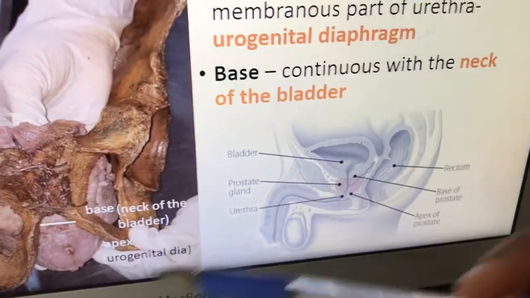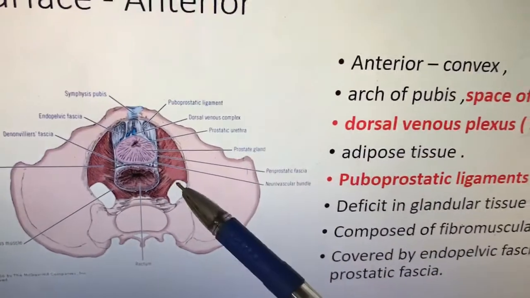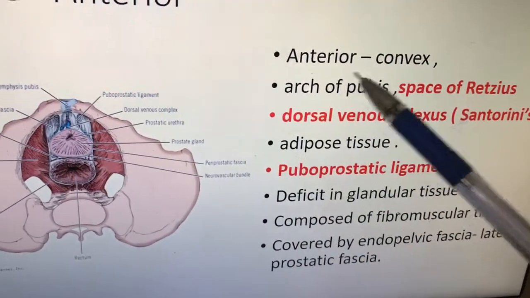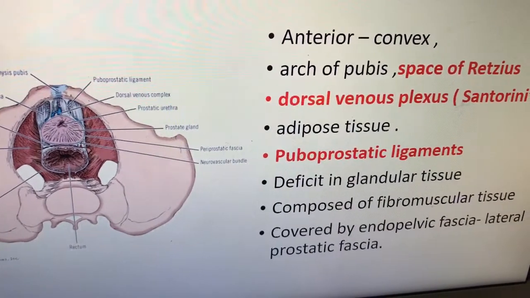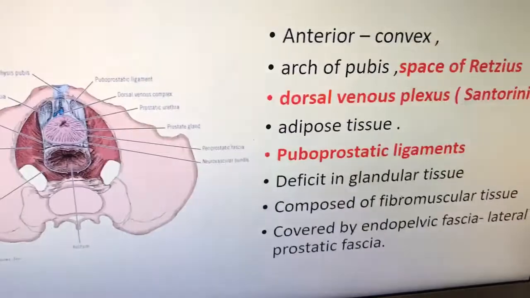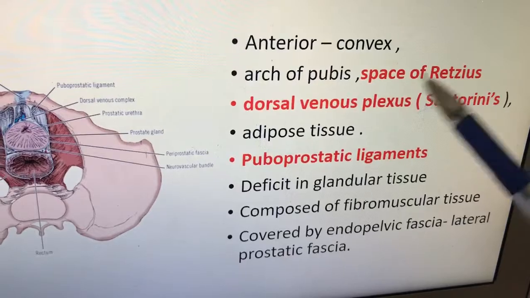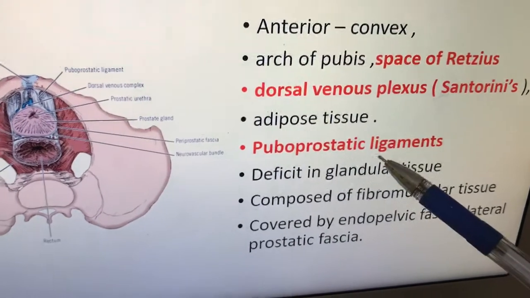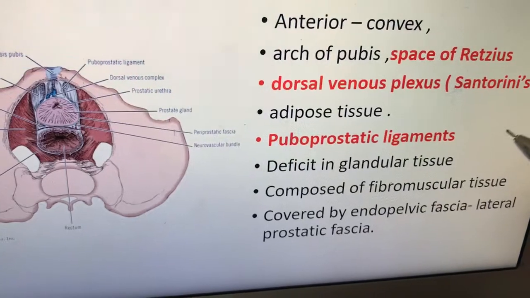This is a cross section and this is the main view. And then anteriorly it is convex. Already I have told you what is present anteriorly. We saw the space of Retzius, pubic symphysis, everything. So the same thing is present here: arch of pubis, space of Retzius, adipose tissue, puboprostatic ligaments, and this anterior part is deficient in glandular tissue, that I will discuss later.